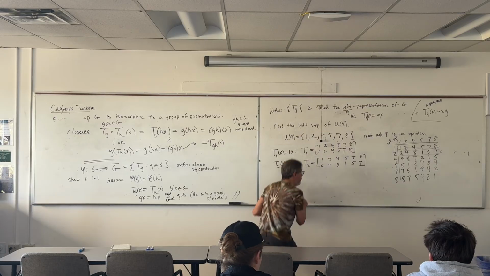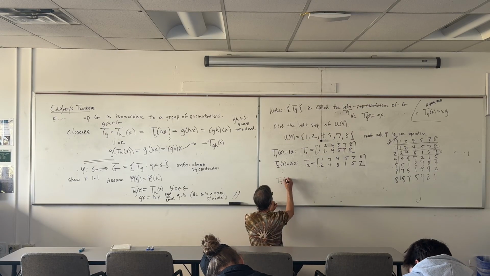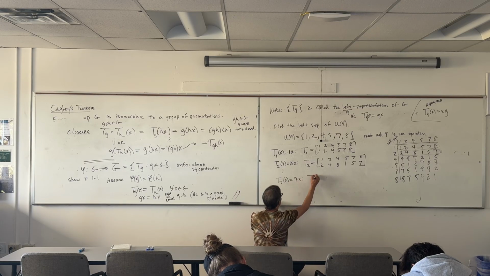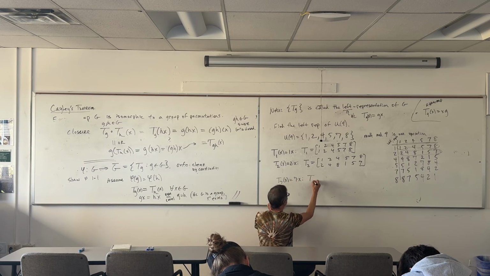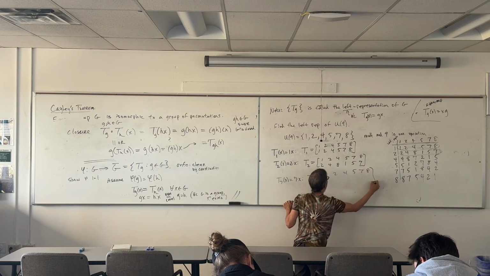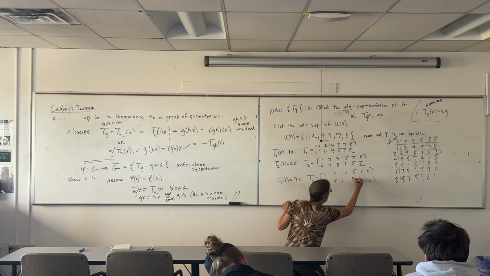So let's do one more. Let's do T7. T7 is 7 times X, but that means it's the permutation. This encodes all the multiplications, essentially. 1, 2, 4, 5, 7, 8. And then what's my 7 row? 7, 5, 1, 8, 4, 2.